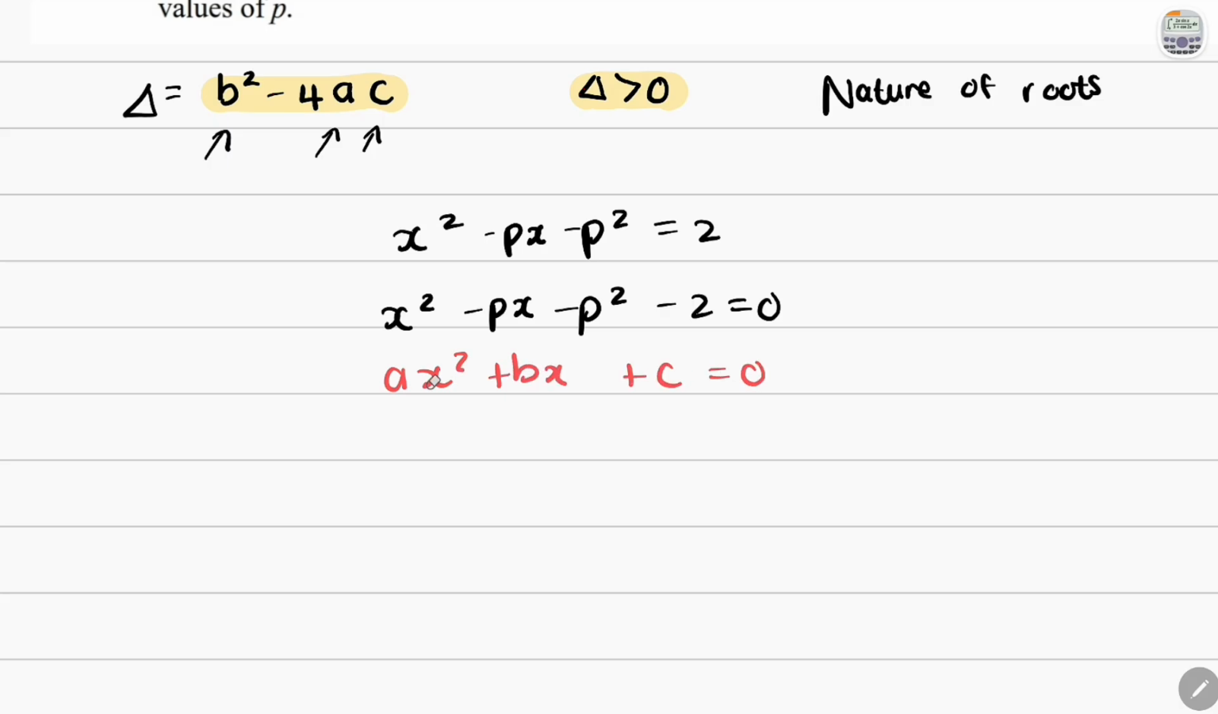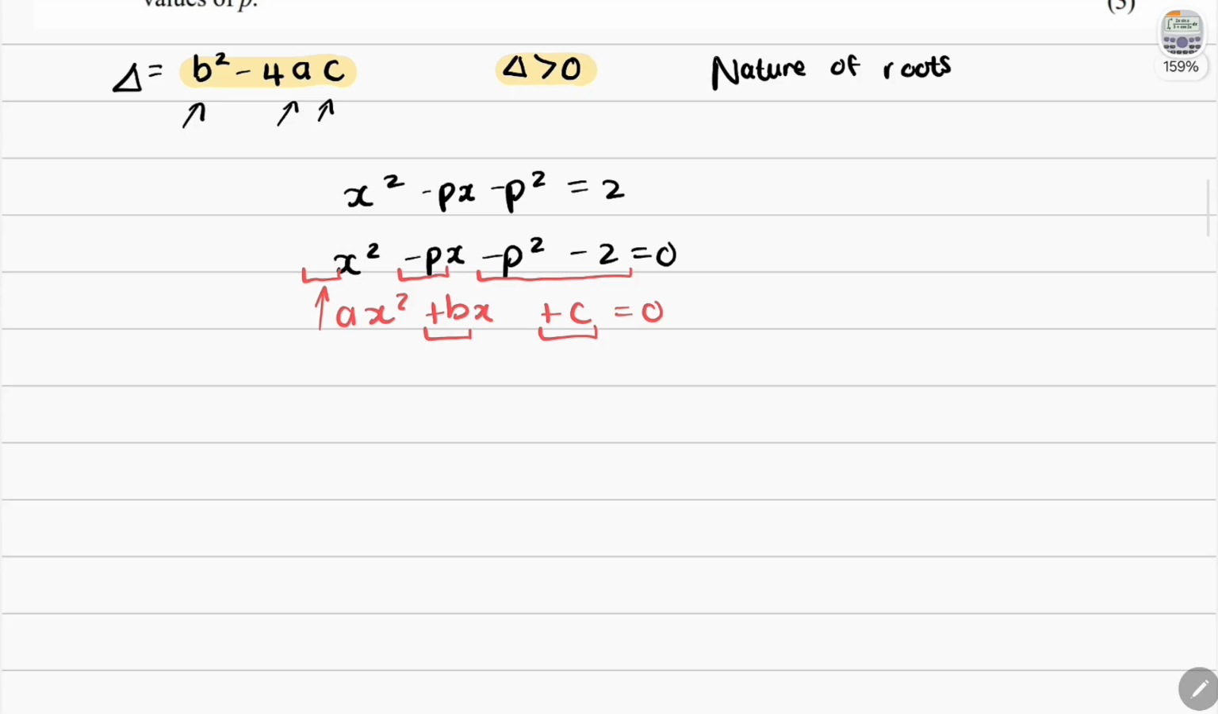Okay, so the coefficient of x squared, a, is whatever is in front of this, which is an invisible 1. So we can see what a is there. What is the value of b? It's whatever is the coefficient of x, whatever is in front of x. Okay, you can see that it's just negative p here. That is b. And then what is c? c is whatever does not have x. And here, that will be everything here. Negative p squared minus 2, that is c.